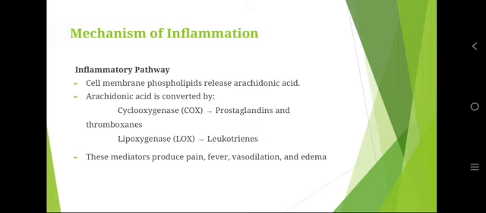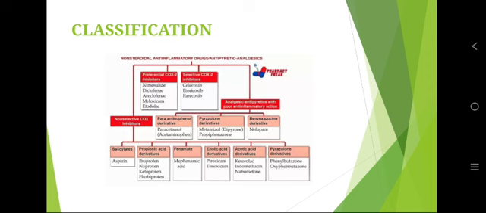And the second pathway is the LOX pathway, which is the lipoxygenase pathway. This lipoxygenase pathway produces leukotrienes. The function of leukotrienes is bronchoconstriction, etc. These mediators produce pain, fever, vasodilation, and edema.